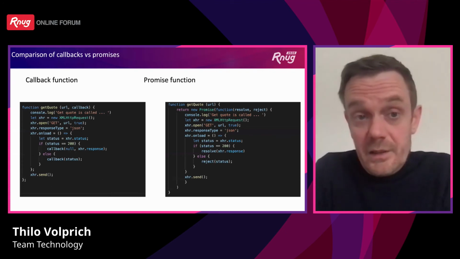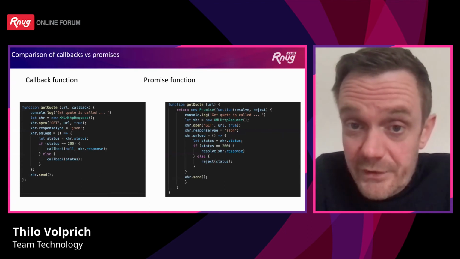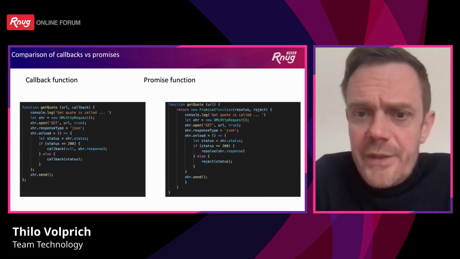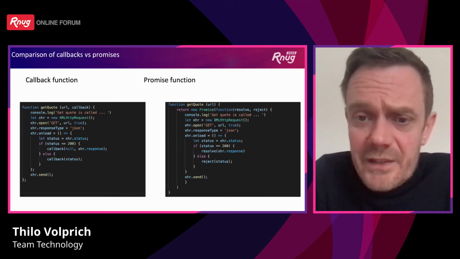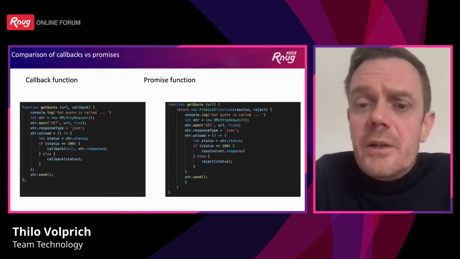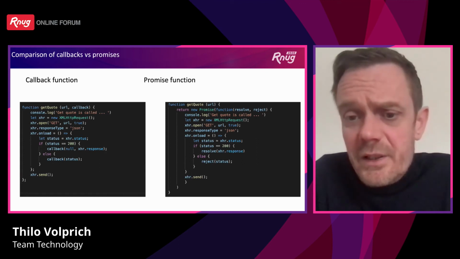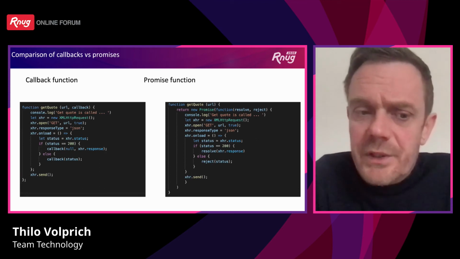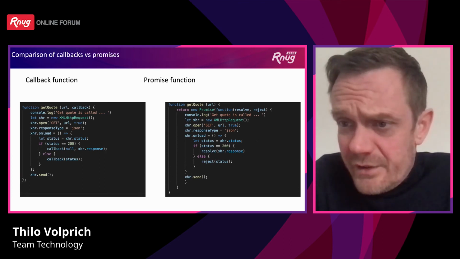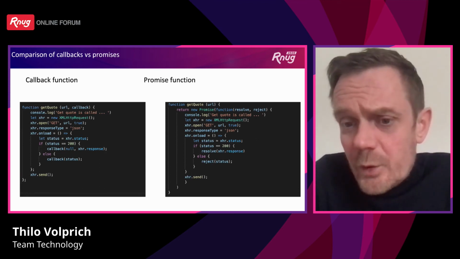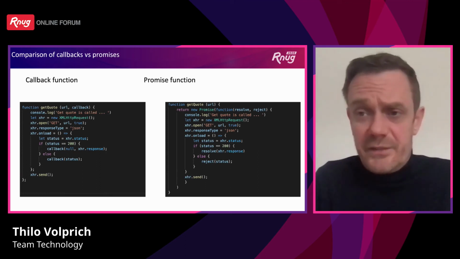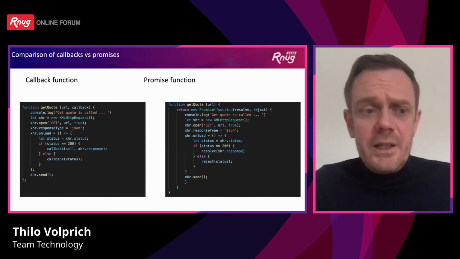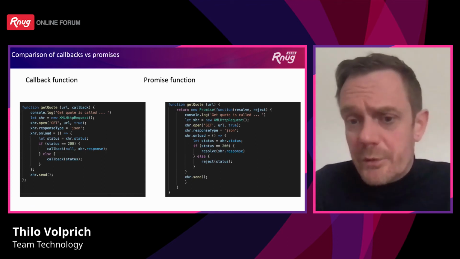And the difference in promisified functions is not that big. You see we just surround the existing code by the return new promise function and then give back a resolve or a reject functionality. And that's it. So it's very easy to promisify an existing functionality and make it work the way we want to work.